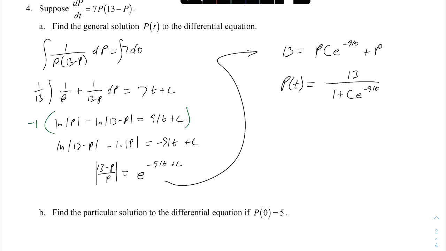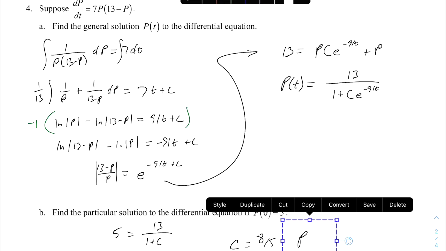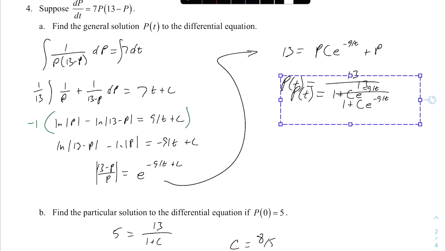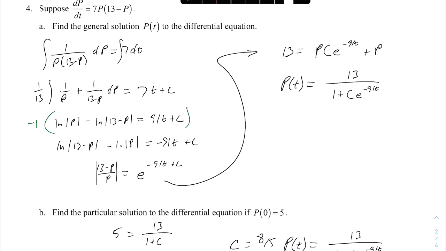Find the particular solution if p of 0 is 5. Well, if that's 5, when I put in 0, then I have 13 over 1 plus ce to the 0, which will just be c. So this will become 5 plus 5c equals 13. Subtract 5, divide by 5, so c equals 8 over 5. And that is not my particular solution, that is just the value of c. So what I need to do is duplicate, and put in that value of c as 8/5.